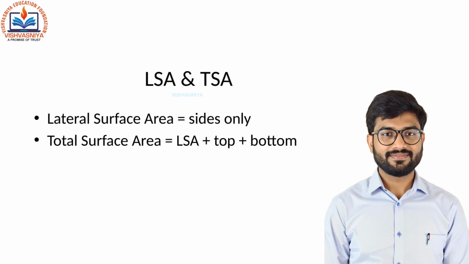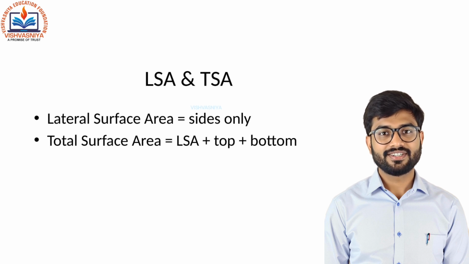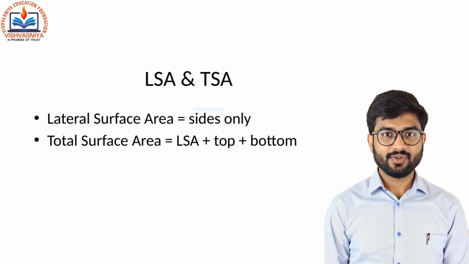When we talk about surface area of 3D objects, we divide it into two parts. First is the lateral surface area, or LSA. It means the surface area of the sides only, without the top and bottom. For example, if you peel the label of a cold drink can, that curved sheet is the lateral surface area. Second is the total surface area, or TSA. It includes everything, the lateral surface plus the top and bottom. So, TSA is equal to LSA plus top plus bottom. In short, LSA covers the sides, TSA covers the whole figure.